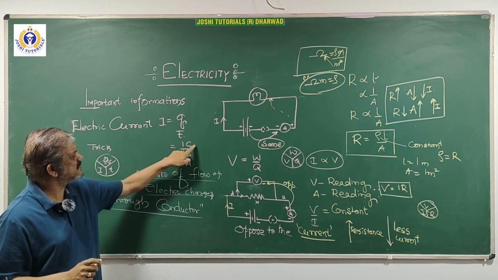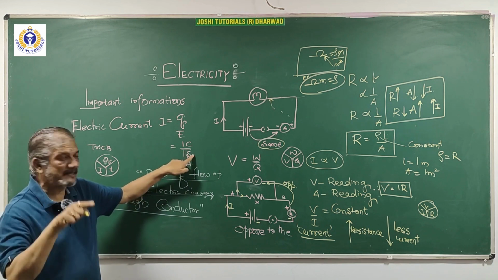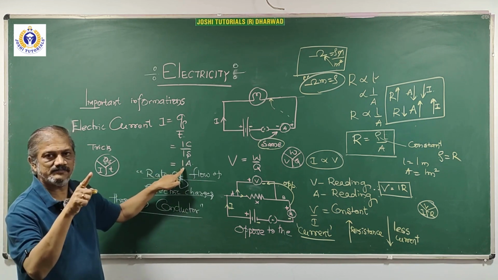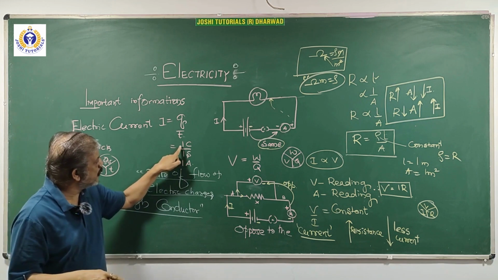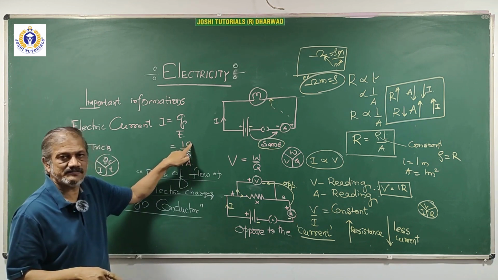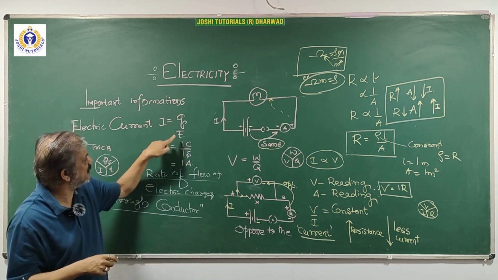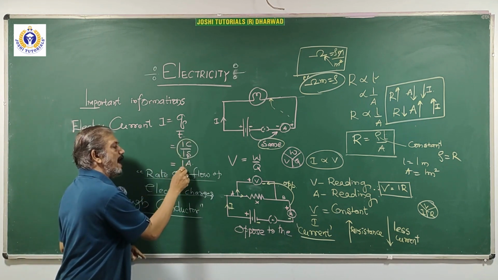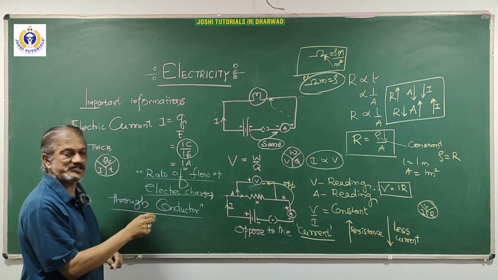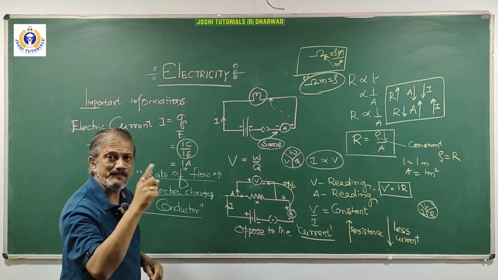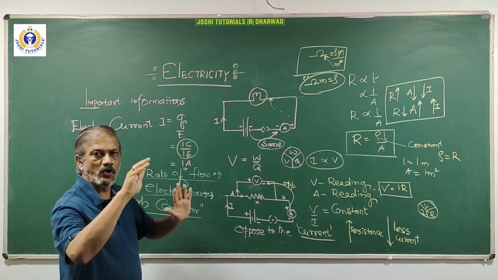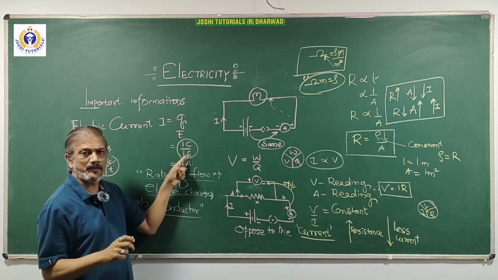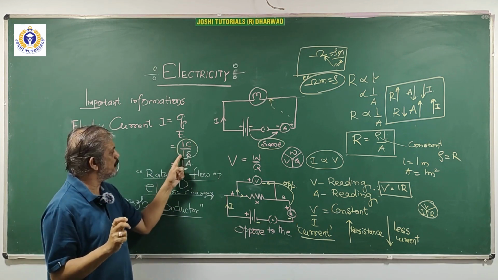When you write 1 C and 1 s, according to mathematics, 1 by 1 is 1. That is why when 1 coulomb of charge flows through the conductor in 1 second, we say 1 ampere. They may ask you the question, define 1 ampere. Don't learn by heart. You remember 1 upon 1: 1 coulomb per 1 second.